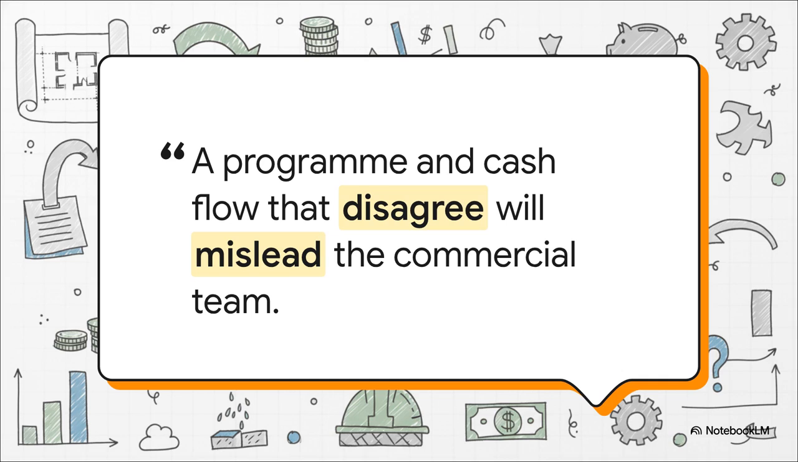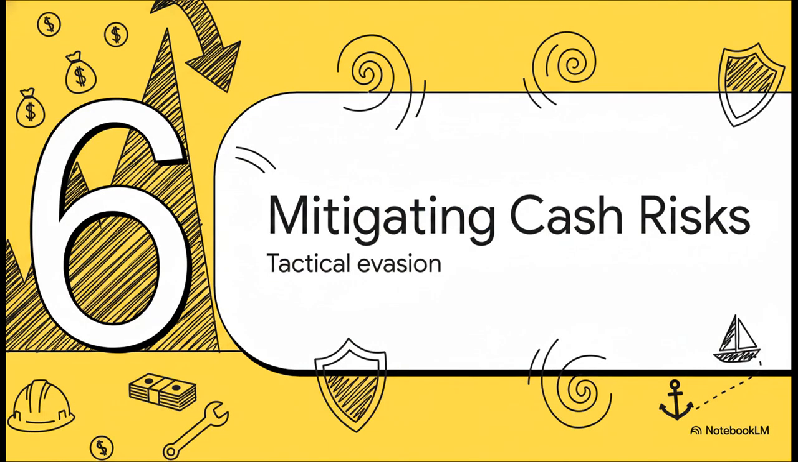A program and a cash flow that disagree with each other will mislead the commercial team. Think about it. If your construction timeline shows a 4-week acceleration, but your cash flow forecast hasn't been updated to reflect that sudden massive spike in spending, your commercial team is flying blind, straight into a cash wall. Alignment is absolutely vital. Section 6.